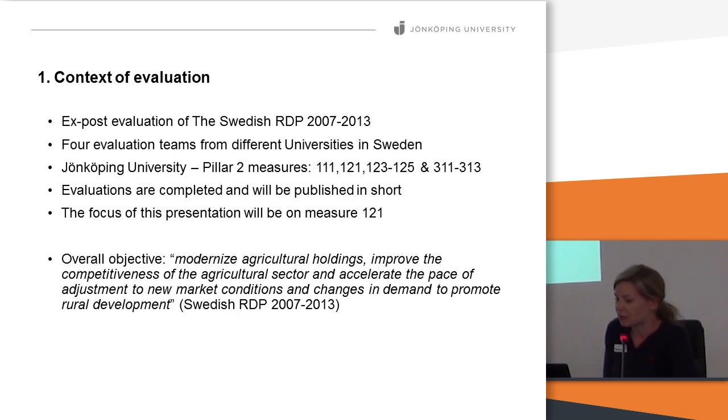So the context of the evaluation, as I said, we were 4 different universities in Sweden involved in this evaluation. And the team that I'm representing from Jönköping University had responsibility for a number of measures in Axis 1, and also the measures on diversification and economic development in Axis 3. So basically, we had responsibility for the type of measures that are directed to firms and that aim at increasing firms' competitiveness and performance. And I will focus exclusively on measure 121 in this presentation.